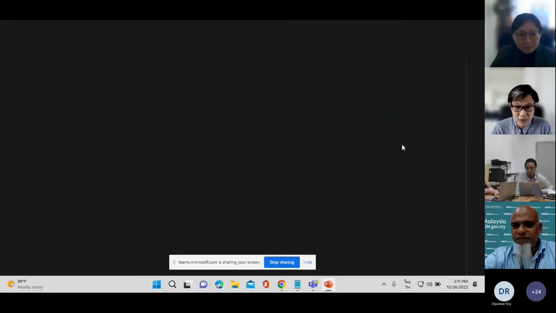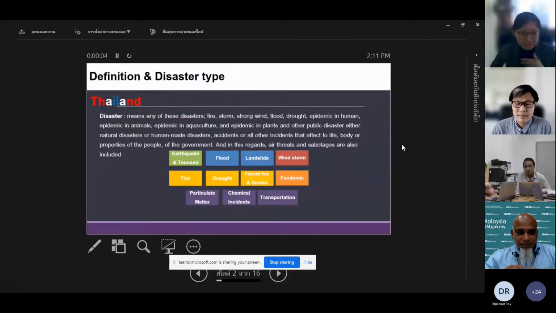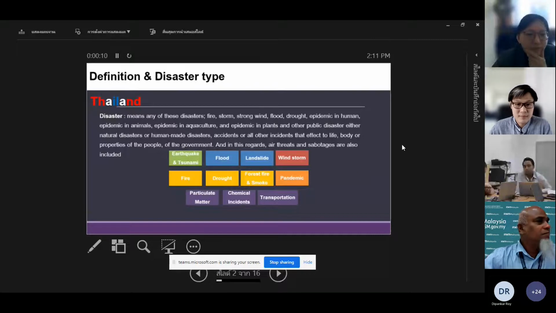Okay. And we are also working with the Department of Disaster Prevention and Mitigation. Today, I will talk about table A1, B1a, and disaster in Thailand.